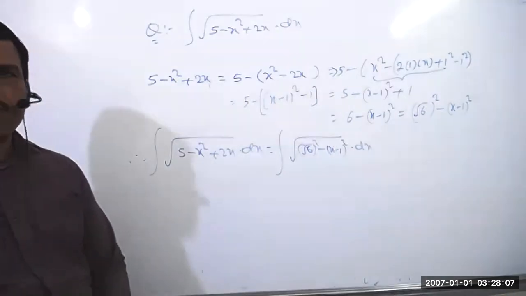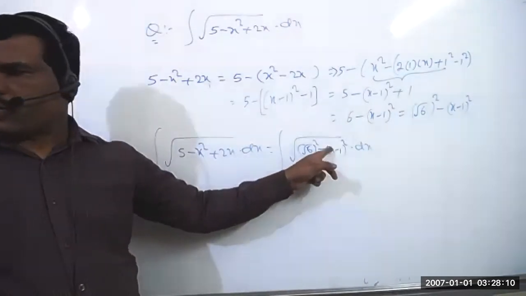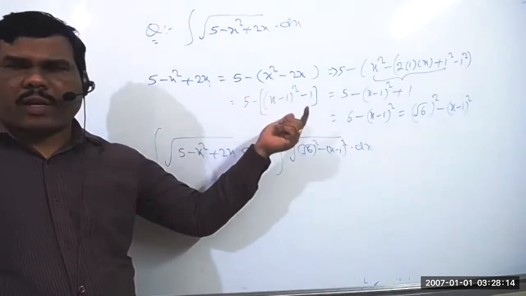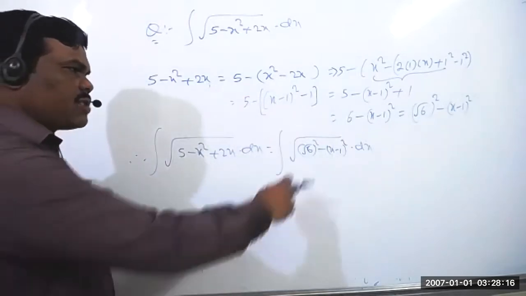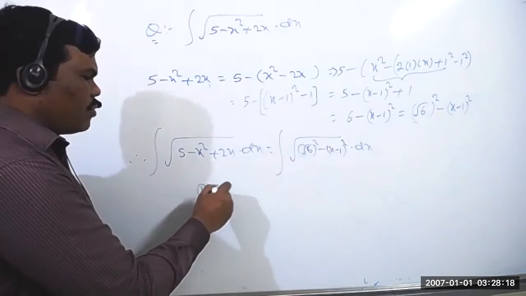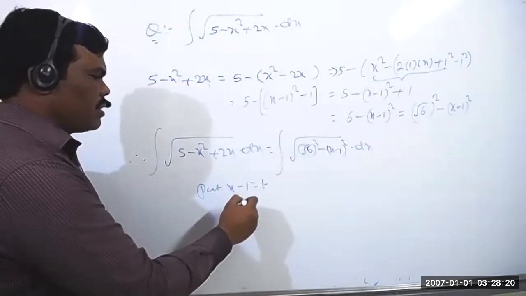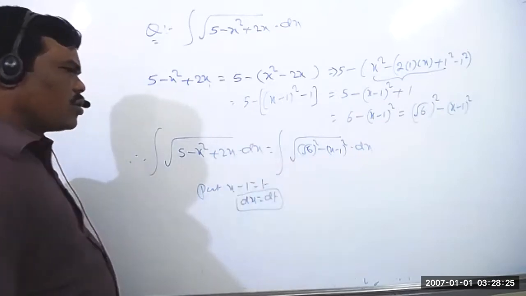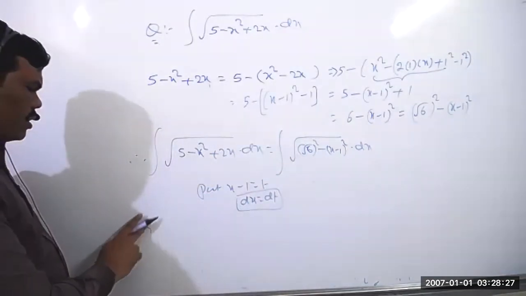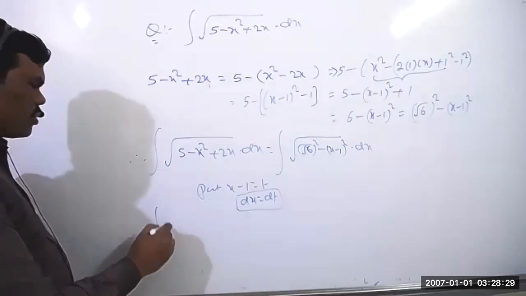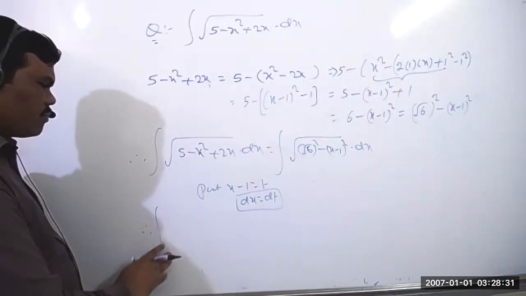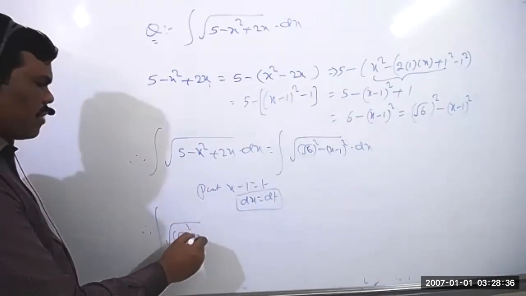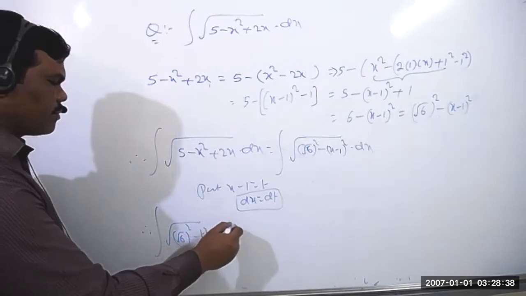But we know very well that one. When we are taking that one, it is a square minus x square. Purely we have to get either x square or t square, something we have to get. But this x minus 1 is there. So you can write now, put x minus 1 equal to t. Therefore, dx equal to dt. So both you can substitute in there now. Therefore, integration of root of the same thing you can write now, root of root 6 whole square minus t square into dt.